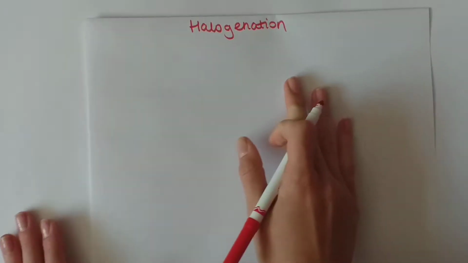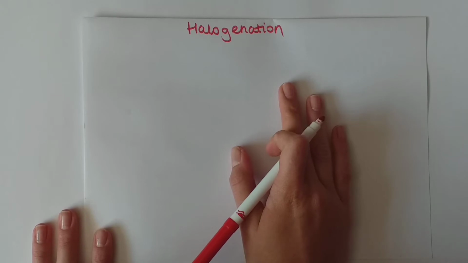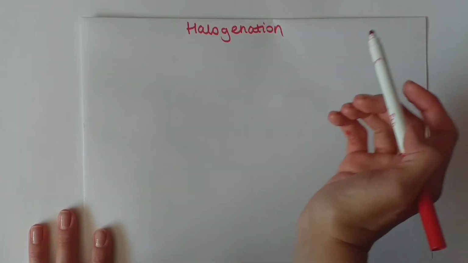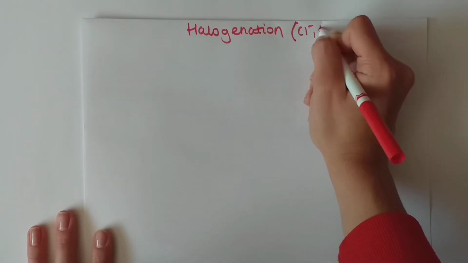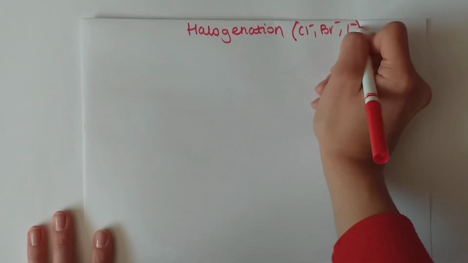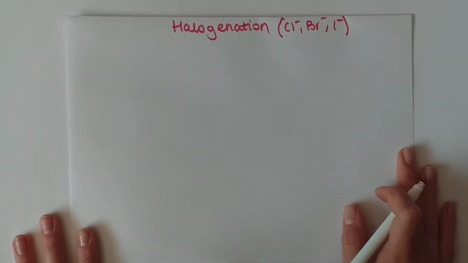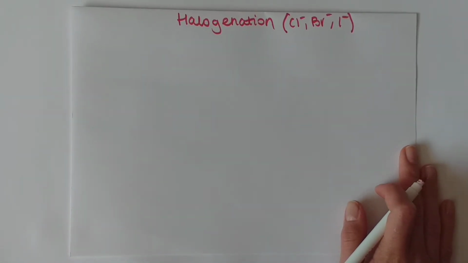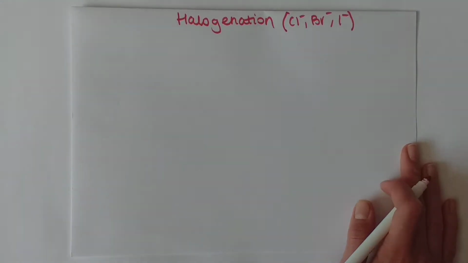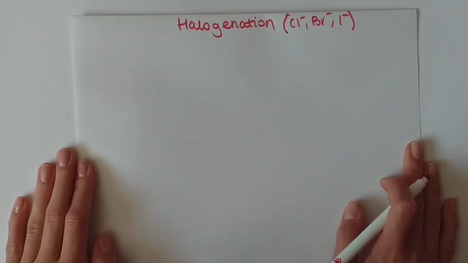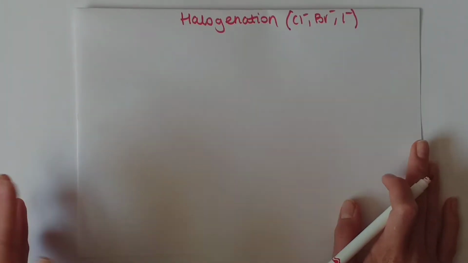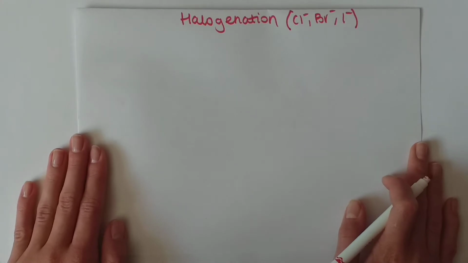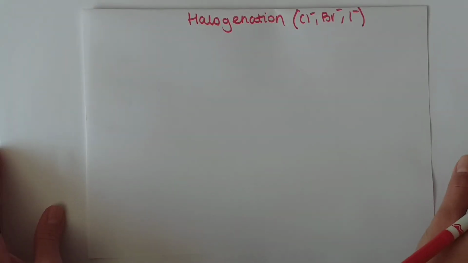So first of all, what is halogenation? Halogenation is adding a halogen, Cl, Br, I, these are the halogens, to an alkane. There are 3 steps in order to join the halogen with an alkane, and that's what we're going to do today.